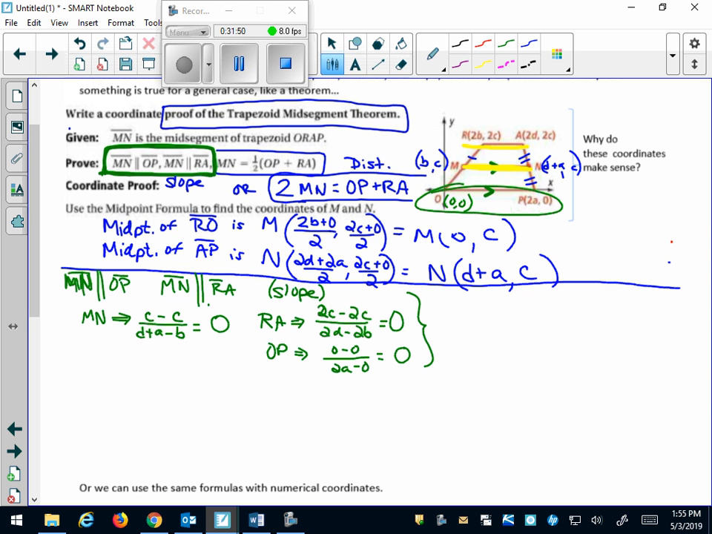What did we just prove? All the slopes are equal, which makes them, if the slopes are equal, then the lines are parallel. So all slopes equal. So MN is parallel to OP is parallel to RA.